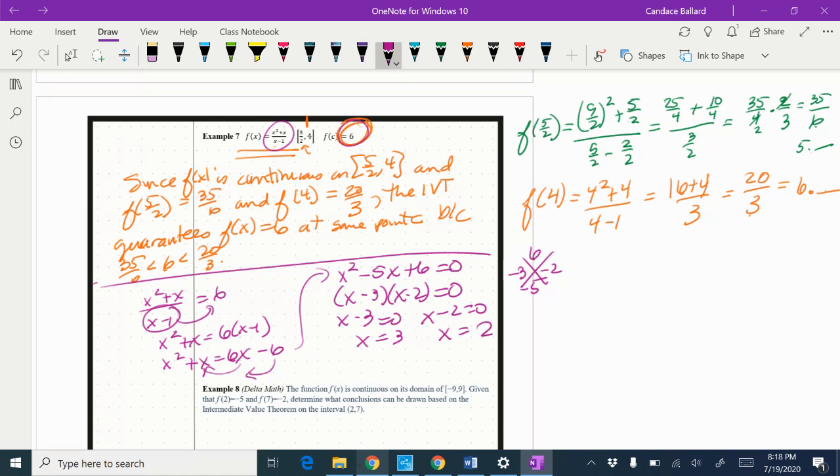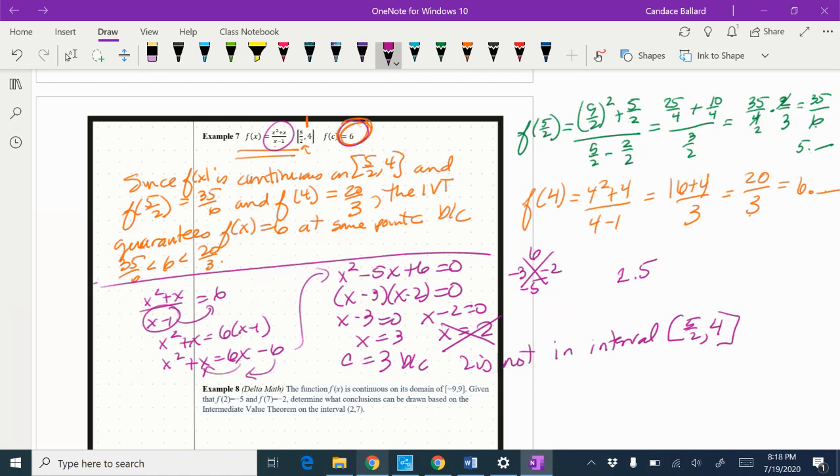Let's see, are they both valid for our c value? Well, 5 halves, isn't it 2.5? The same thing, 2 goes into 5, so 2 is not in between there, but 3 is. So c equals 3 because 2 is not in the interval between 5 halves and 4.